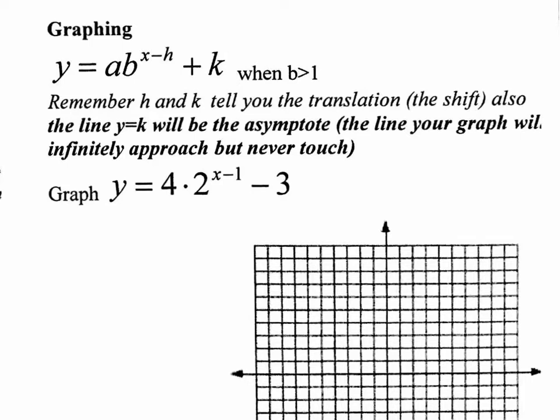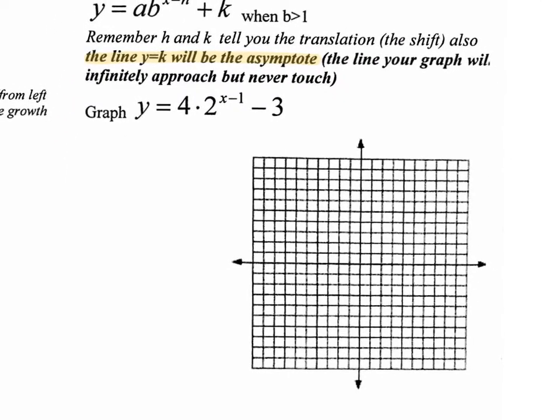The asymptote, here's a very important fact, guys. I would highlight this if you have a highlighter. The line y equals k will be the asymptote. The line your graph will infinitely approach but never actually touch. Okay? So just by looking at this graph right here, identifying the k value, I know my asymptote is going to be where? What's my asymptote?